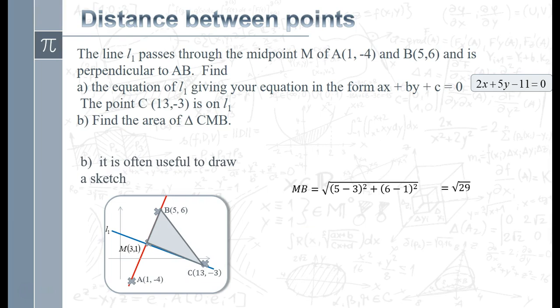That gives me the length of MB, root 29. MC, done in exactly the same way. Bang that into the calculator. We've got 2 root 29. And so now I can do my half base times height.